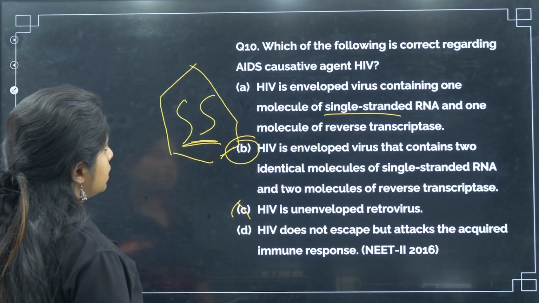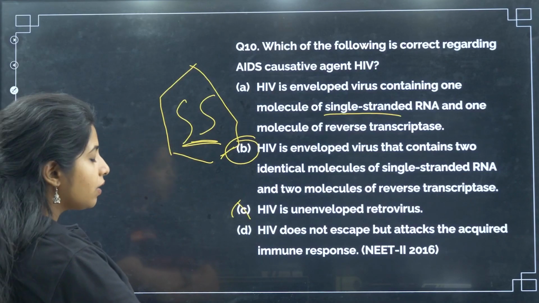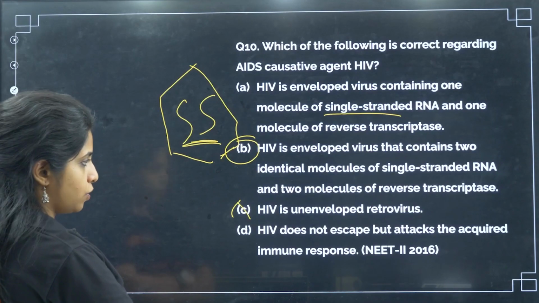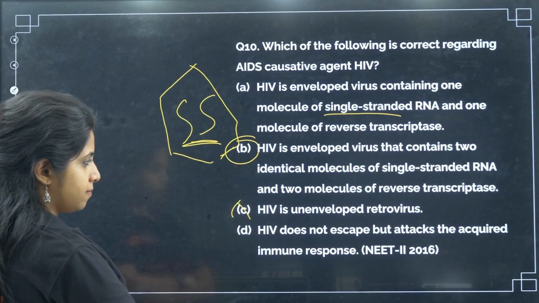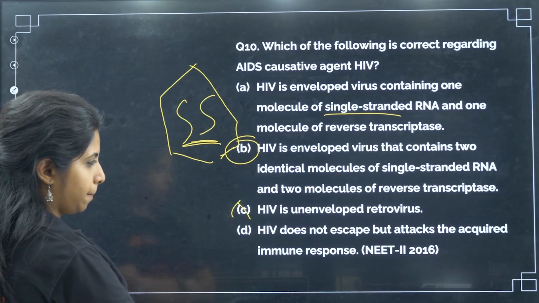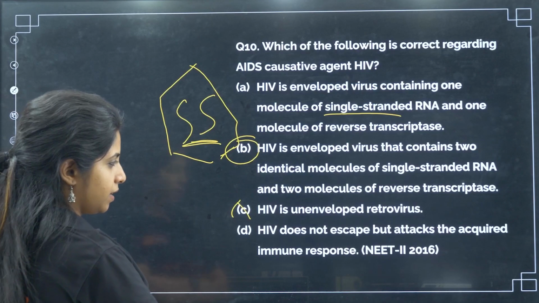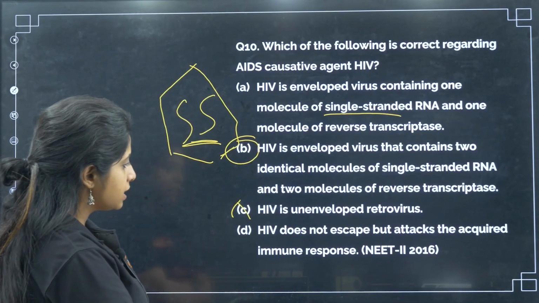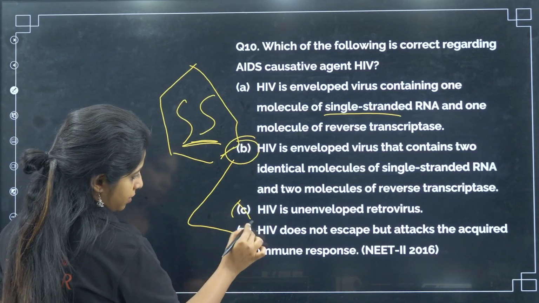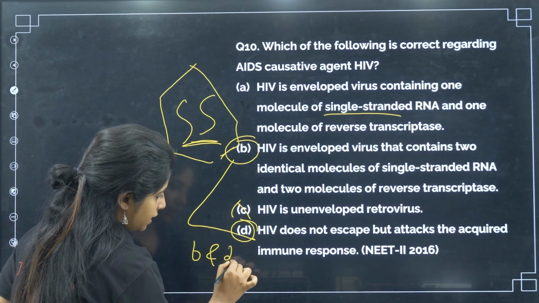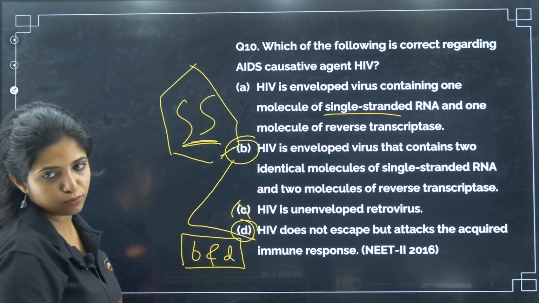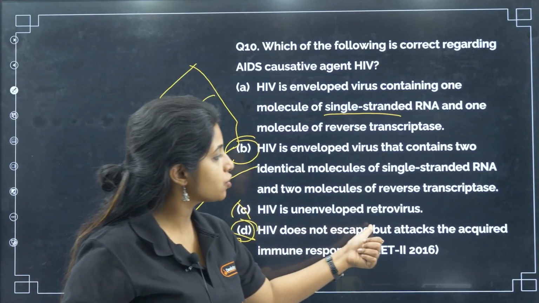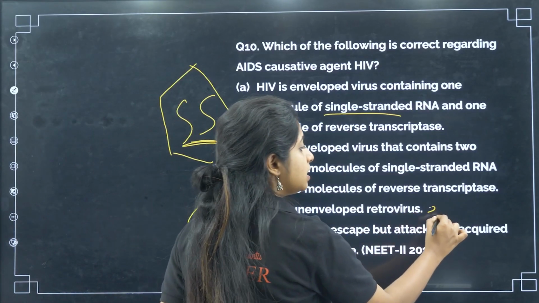Which of the following is correct regarding HIV does not escape but attacks the acquired immune response? It does not attack, actually it evades, but I'll say both of them are correct. Both B and D are almost correct. If you want to choose the better option, I'll say this is the option. HIV does not escape but attacks. Instead of attacks, we can say it evades.